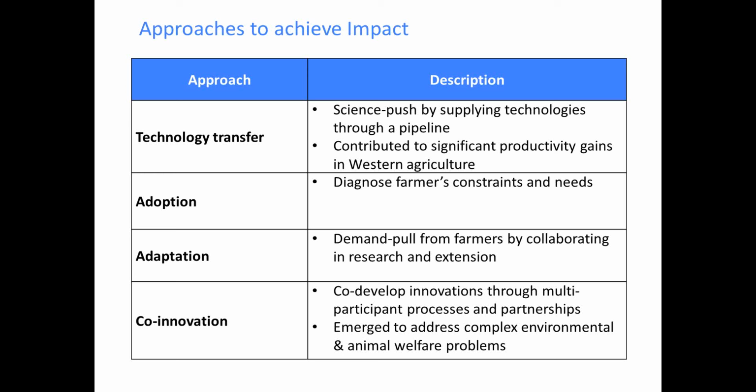And it means that if we want to solve certain problems, we need to co-develop innovations through these multi-participant processes and partnerships. And so taking into account all of the relevant partners rather than just farmers, research and extension. And as I pointed out, that has emerged because we need to address the more complex environmental and animal welfare problems. And I guess our nutrient management issues that we have in New Zealand at the moment, and we're dealing with those, are a very good example of complex problems where a co-innovation approach might well work.